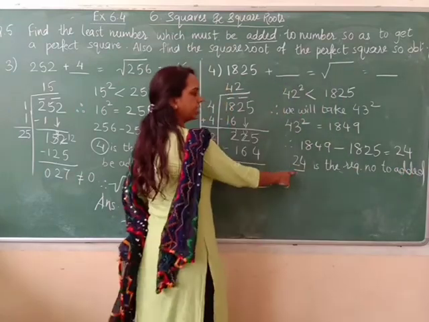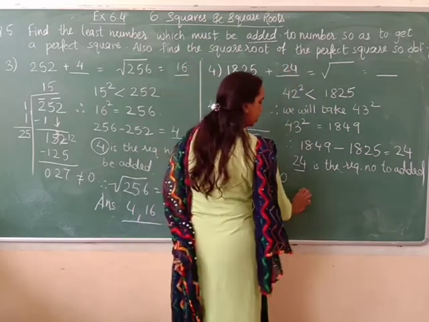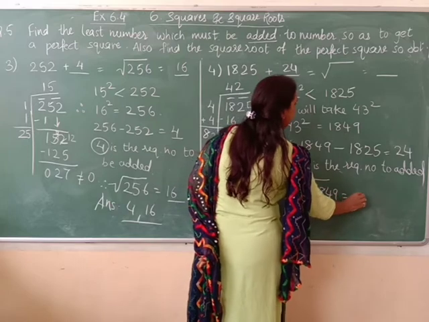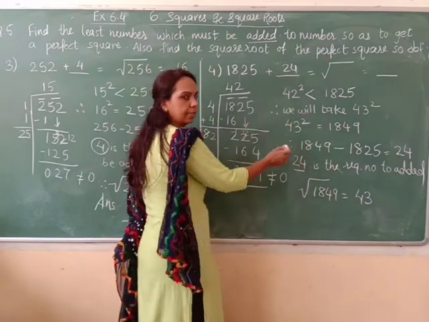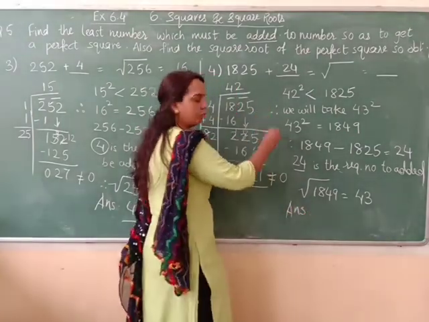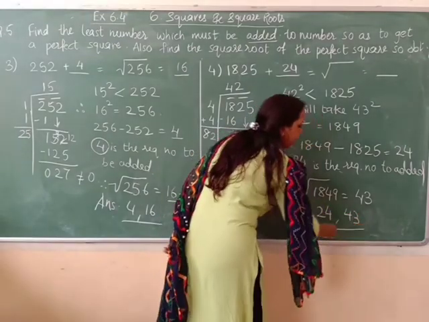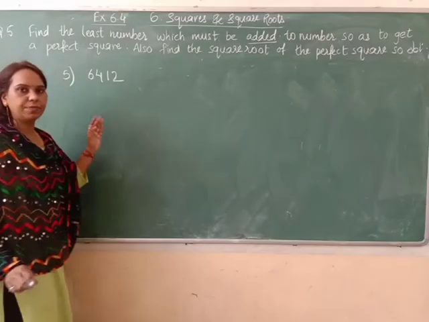Here, which number will we add? 24. And what did we get? So the square root of 1849 is 43. So our answer will be 24, the number that will be added, and 43 is the square root of the number so obtained. Question number 5.